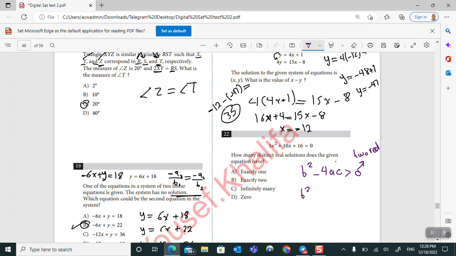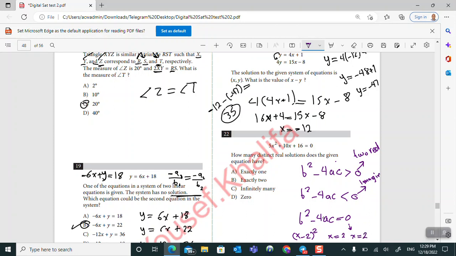The other condition is b squared minus 4ac less than 0. We will have imaginary, unreal solutions. And the last one, b squared minus 4ac equals 0. We will have only one real solution, or in other words, a repeated solution. So, for example, (x minus 2) to the power of 2. x will only equal 2, so that's a repeated solution. So we have only one real solution.